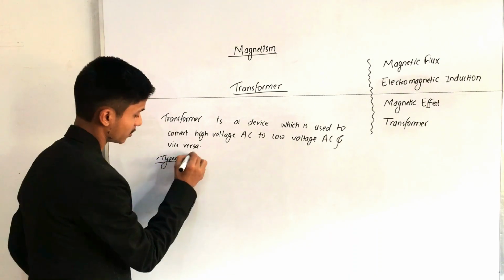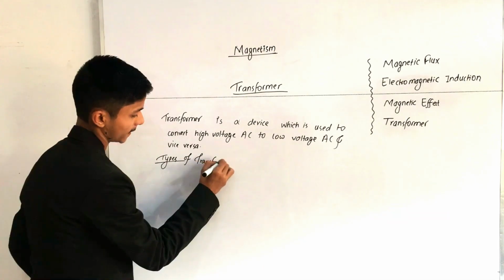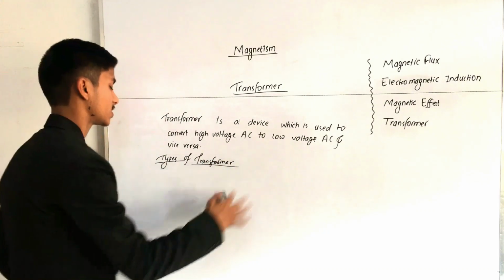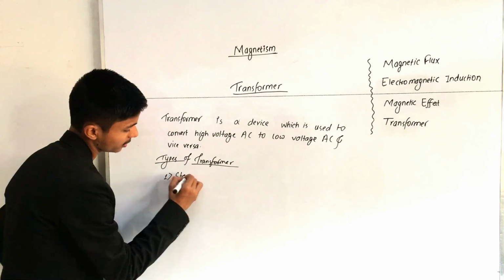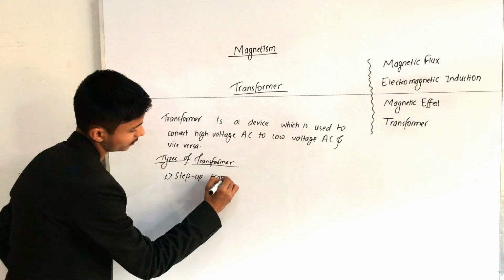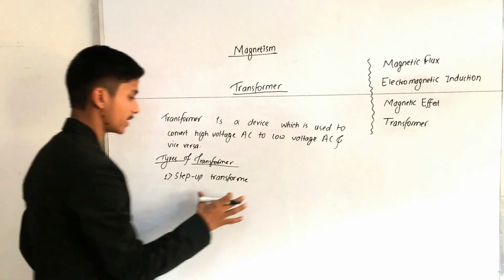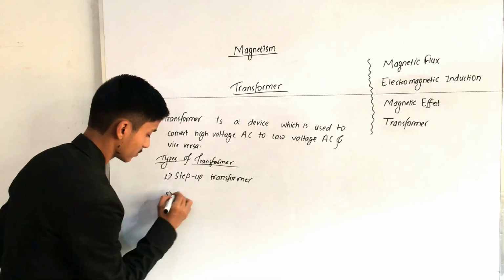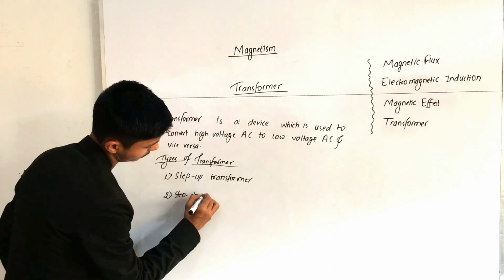Types of transformer. There are two types of transformer. First one is step up transformer and step down transformer.